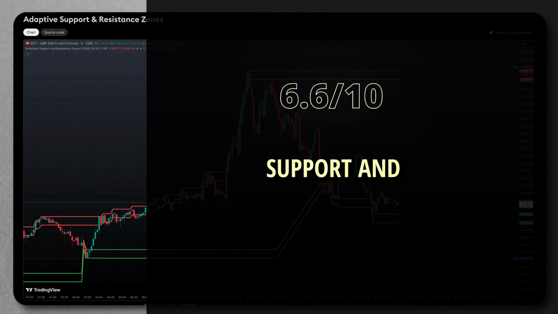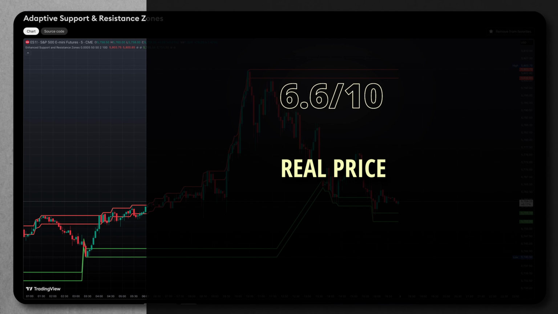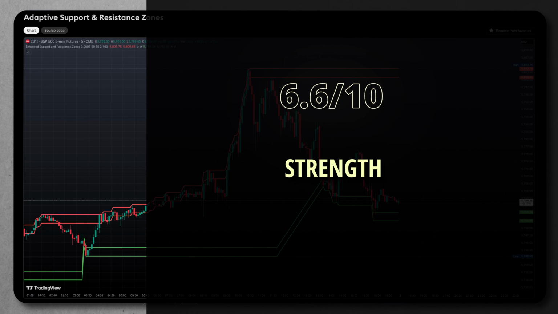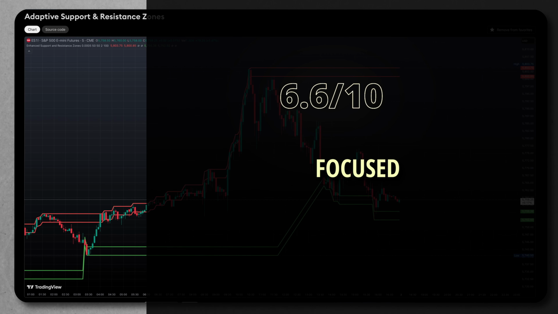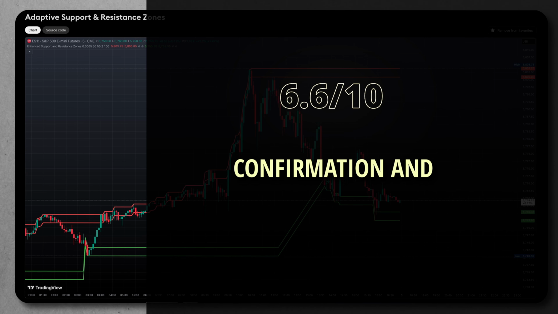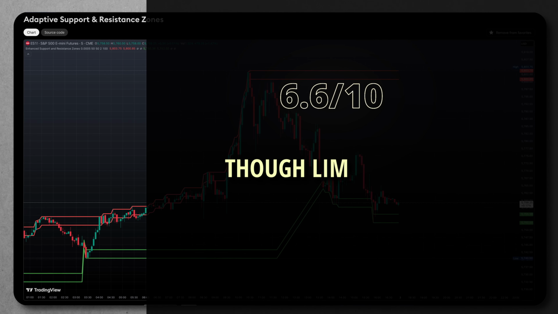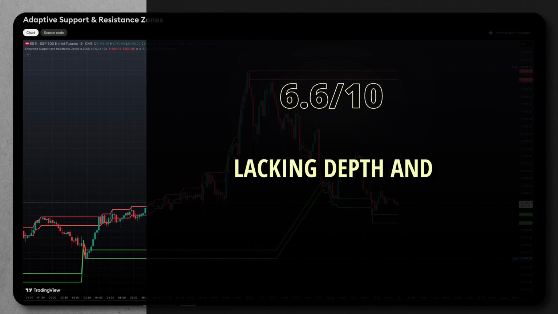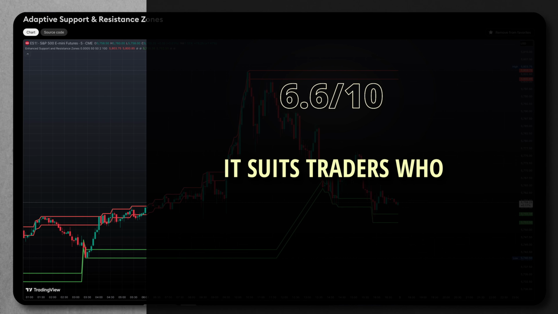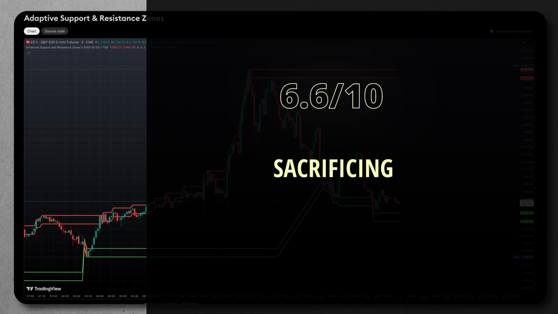This adaptive support and resistance tool uses real price interactions to validate zone strength, keeping charts clear and focused. Features like touch-based confirmation and automatic expiration offer functional simplicity. Though limited to a single zone and lacking depth and complexity, it suits traders who prefer minimal setups without sacrificing relevance.